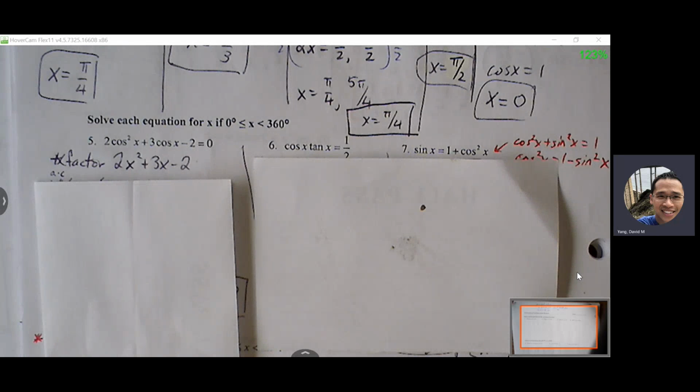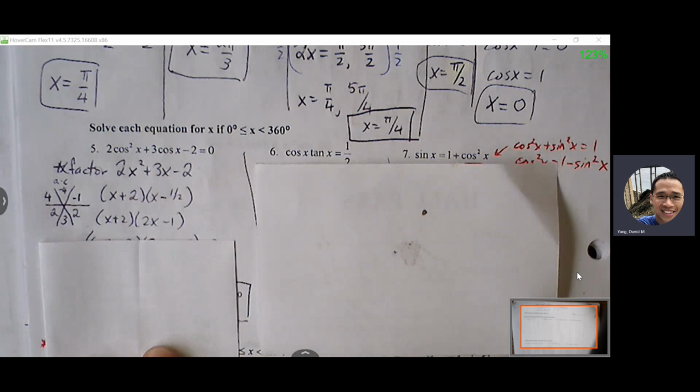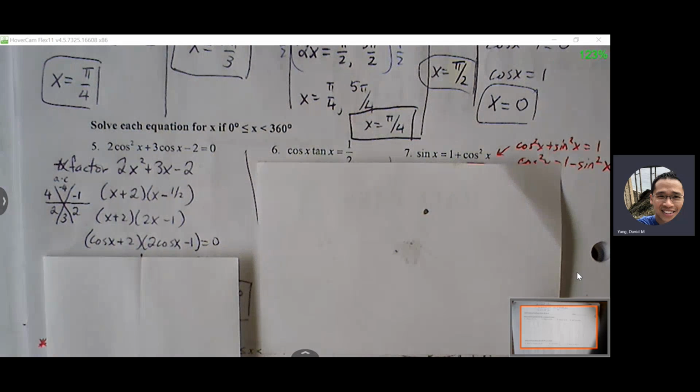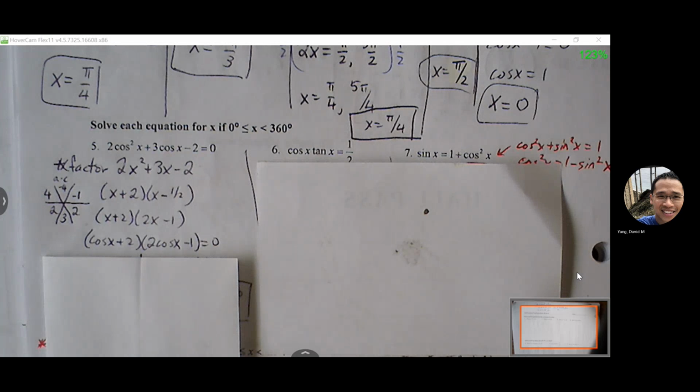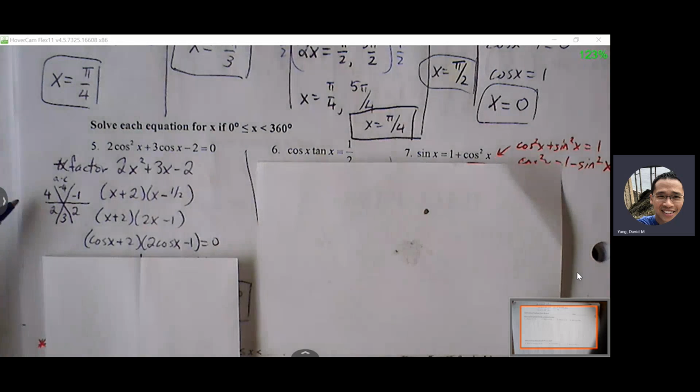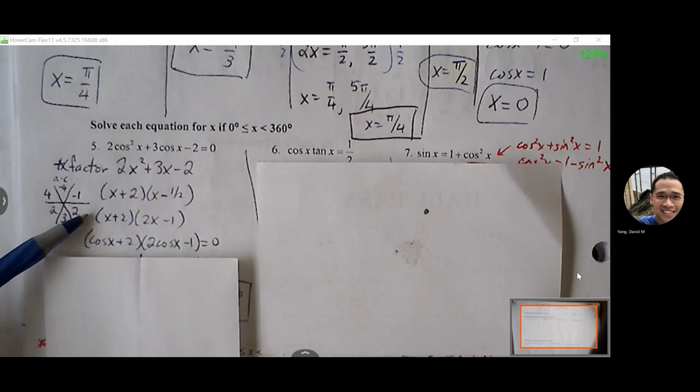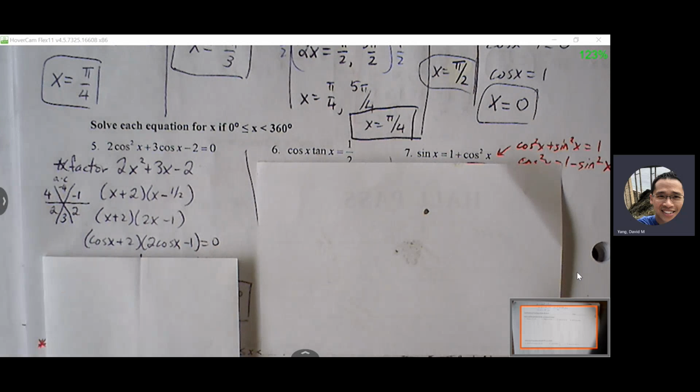If you choose to factor in terms of X, then think in terms of 2X squared plus 3X minus 2. Multiplies to be negative 4, adds up to be, sorry, adds up to be 3. So 4 and negative 1 will fit that criteria. 4 over 2 is 2. Negative 1/2. Once you get your factored form nice and ready in terms of X, then you can bring cosine back in. And now you can just set both parentheses equal to zero.